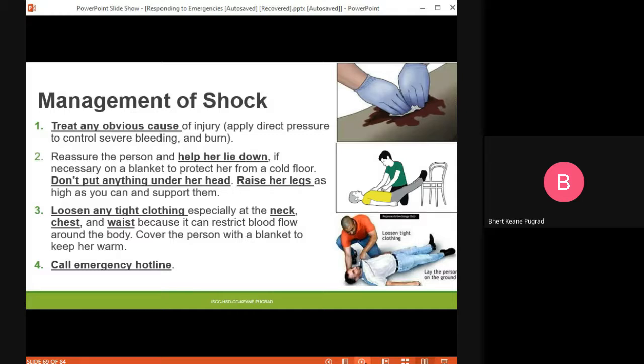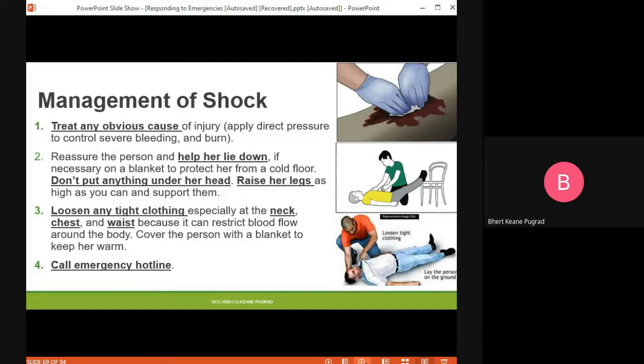Okay, so what are our initial management? First, you need to treat the obvious cause of shock. No? Kapag mayroong open wound, need to apply direct pressure to control the bleeding. No? Kapag burn naman yun, you need to cover the area. No? You need to cover the area with sterile gauze or sterile pad or a transparent covering. So you need to reassure the patient and help her lay down.